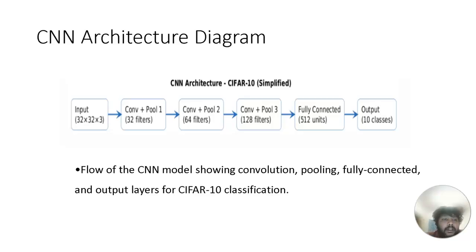Here is the flow of the CNN model showing convolution, pooling, fully connected and output layers for CIFAR-10 classification. The simplified CNN structure for CIFAR-10 goes from input to convolution and pool 1, which has 32 filters, and then the second one, convolution and pool 2. Both the convolutions we have used are the same. The remaining are pool 3 and fully connected to the outputs, a total of 10 classes.